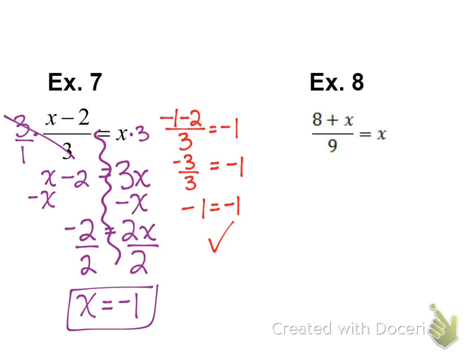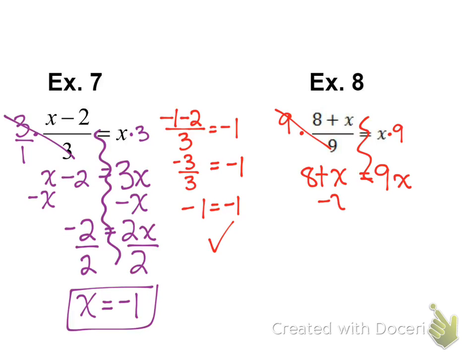Janaya, what'd you do on this one? So we multiply by 9 on both sides. I agree with that. What happens to the 9s on the left? They cancel out. So what do we have left? 8 plus x equals 9. Very good. So we would rewrite x times 9 as 9x so that it's how we're familiar with seeing it. What else should we do?